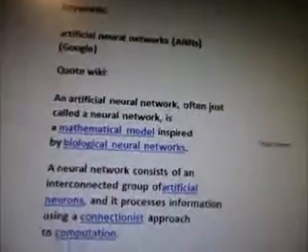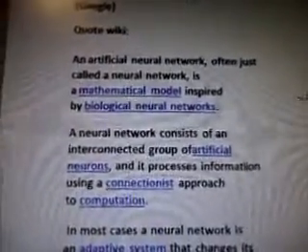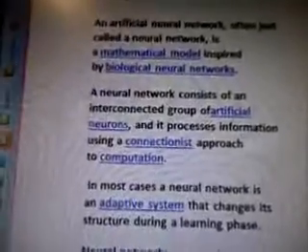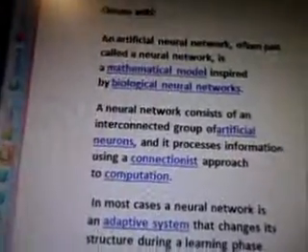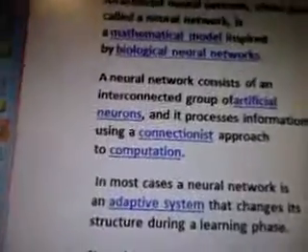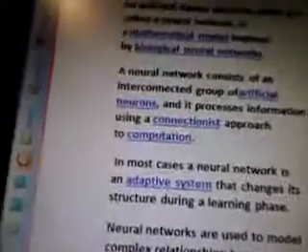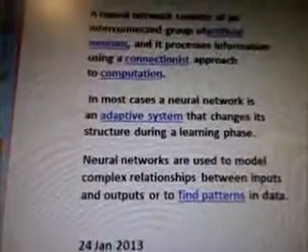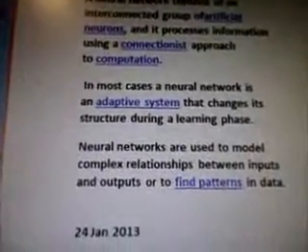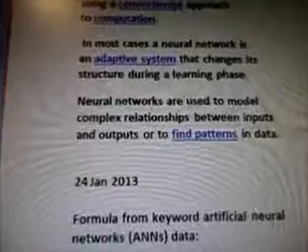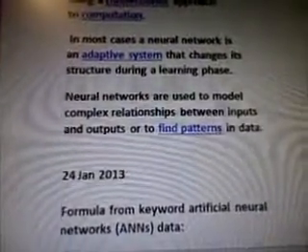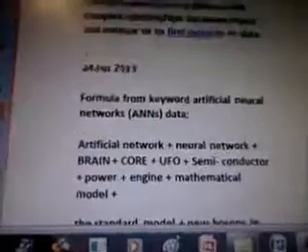An artificial neural network, often just called a neural network, is a mathematical model inspired by biological neural networks. A neural network consists of an interconnected group of artificial neurons, and it processes information using a connectionist approach to computation. In most cases, a neural network is an adaptive system that changes its structure during a learning phase. Neural networks are used to model complex relationships between inputs and outputs or to find patterns in data.